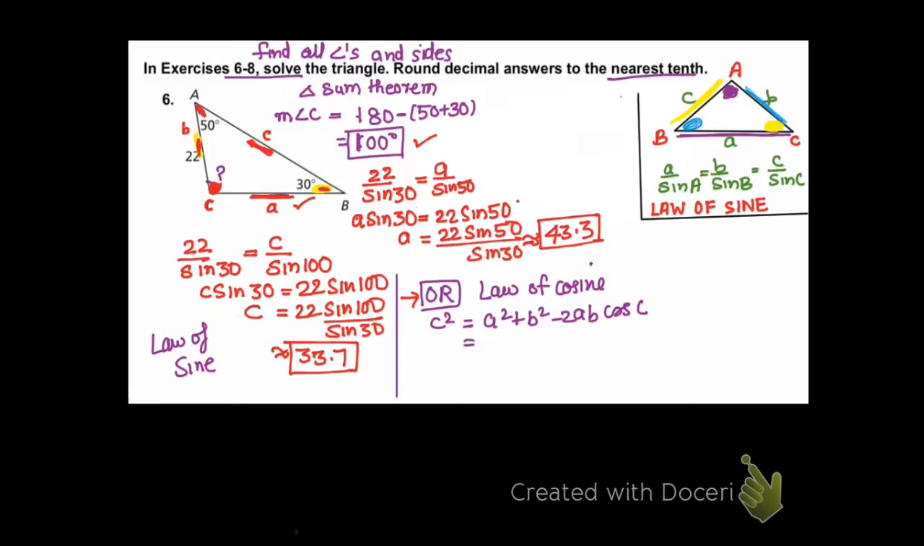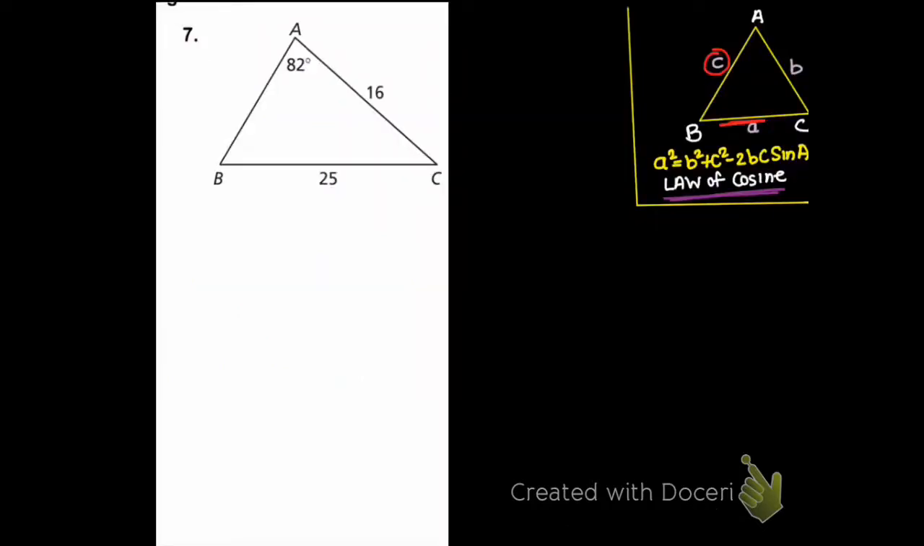Just plug it in. A is this A we already found, 43.3 squared. B is 22 squared, minus 2 times 43.3 times 22, cosine of C. Because we are finding C, that's going to be cosine of 100. Just plug it in your calculator, and finally your C should be 33.7 units. Up to you. There could be several ways to do this problem. You can start with any angle, and you can decide between law of sine or law of cosine, whichever is applicable. If both are, you pick any.